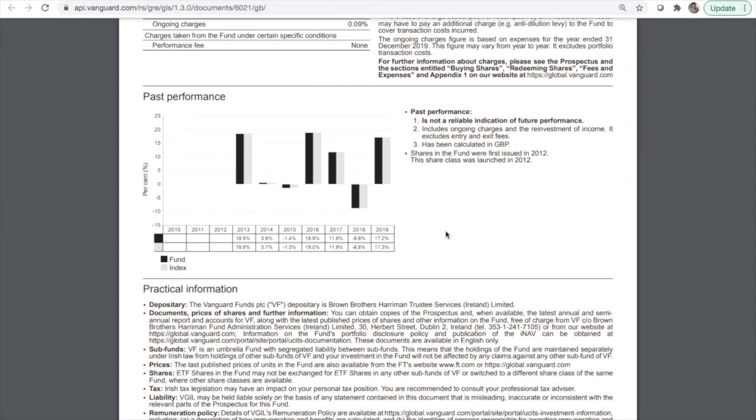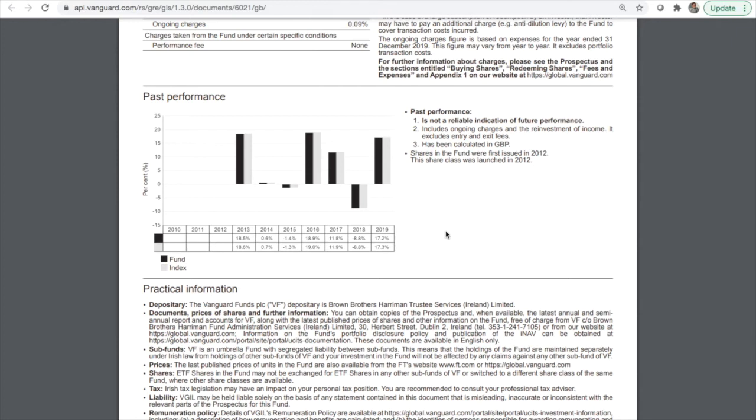So you can literally add these up yourself. You could add these up over the past 7 years and divide by 7, and that will give you the average return over the past 7 years. Or you can just Google what the average return of this fund has been, but I generally just do it myself with a calculator. It takes not much time at all.